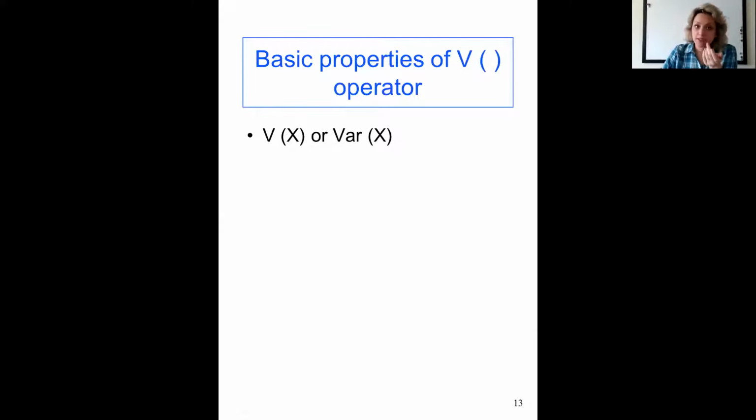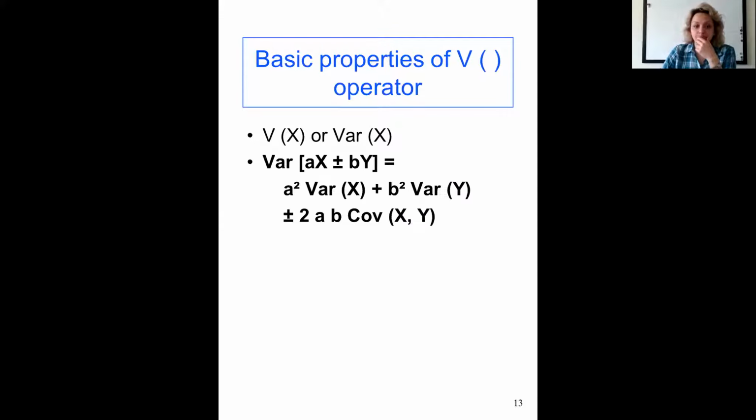We have the basic properties of the variance as well. The variance operator you can write as Var of X or V of X. I use V of X all the time. If it's for the population, you would show it by sigma squared. If it's for the sample, you would show it by S squared. We want to do the same thing that we did for the expected value, for the mean, now for the variance.